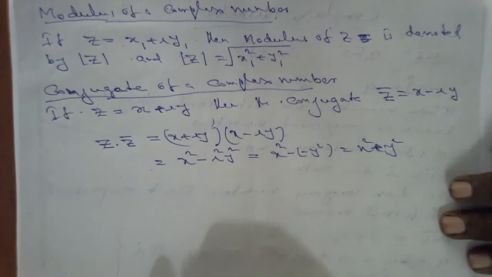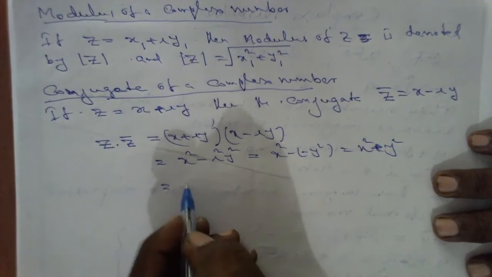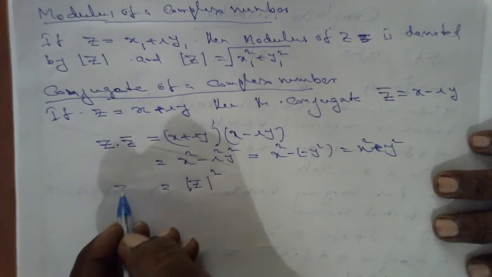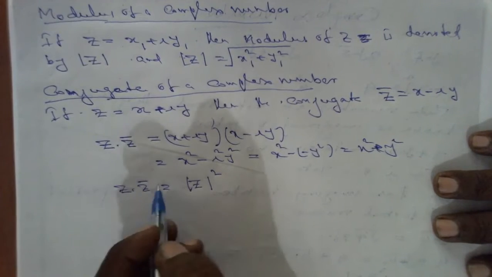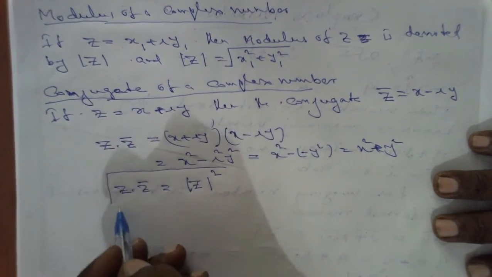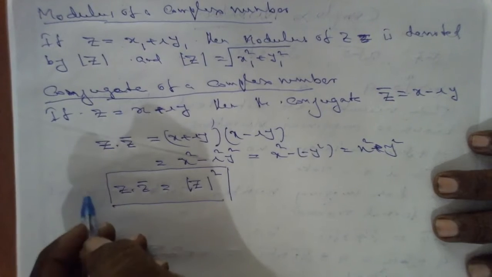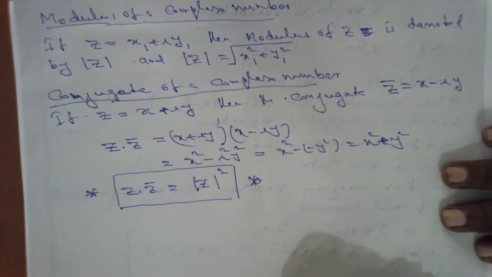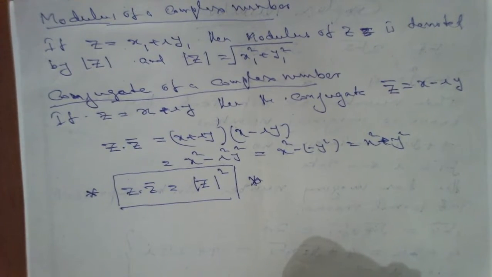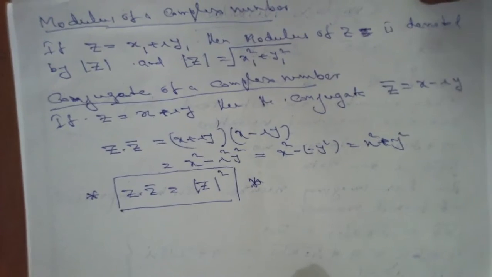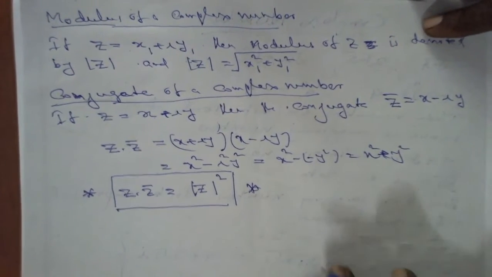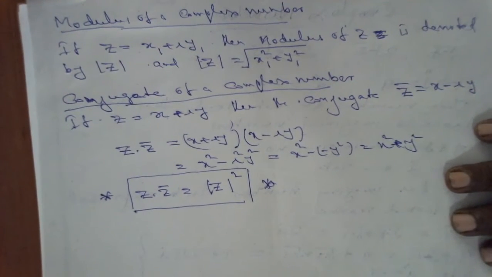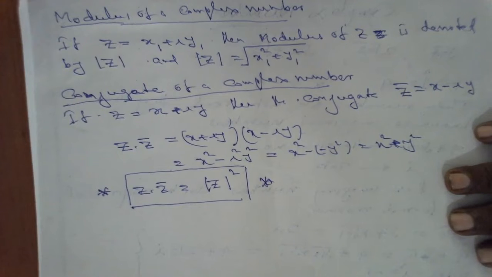What is x squared plus y squared? Mod z squared. This is very important, right? In most of the past papers, we often use this result. Very, very important: c into c bar equals mod c squared. Very often we use this result in most of the past paper sums.